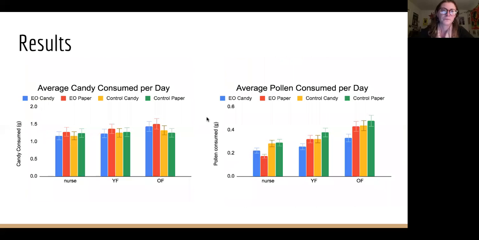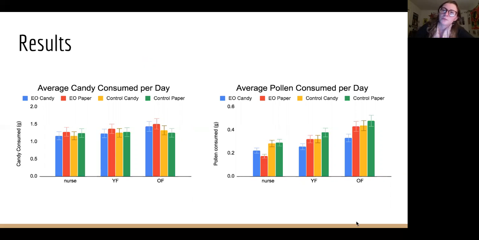So some of the results that I acquired, I wanted to see if I could prove that they were maybe consuming the ethyl oleate in the candy or whether it was attractive to them. And it looks like when they were fed candy, if you compare the blue bars to the yellow bars, there doesn't seem to be a huge difference across the treatments between consumption of candy. So they ate it whether or not it had ethyl oleate in it.